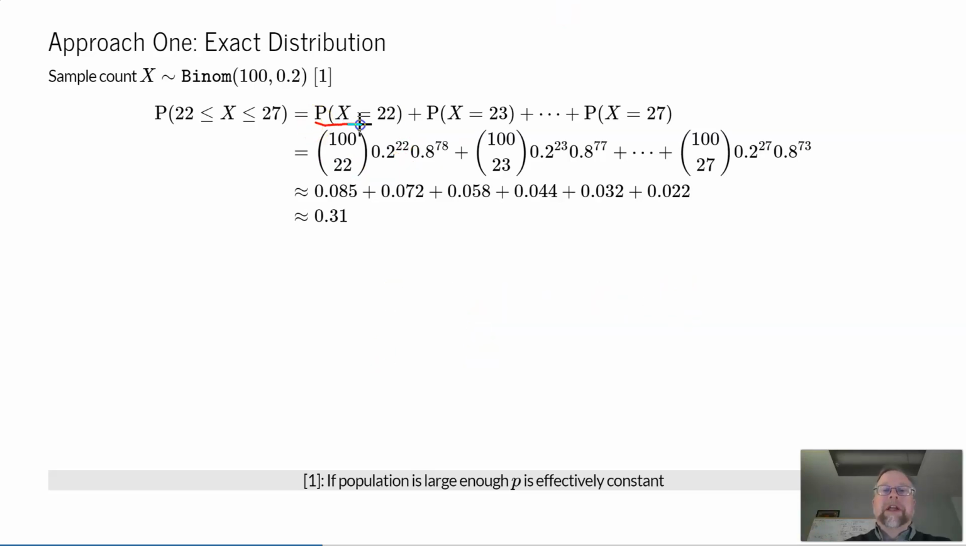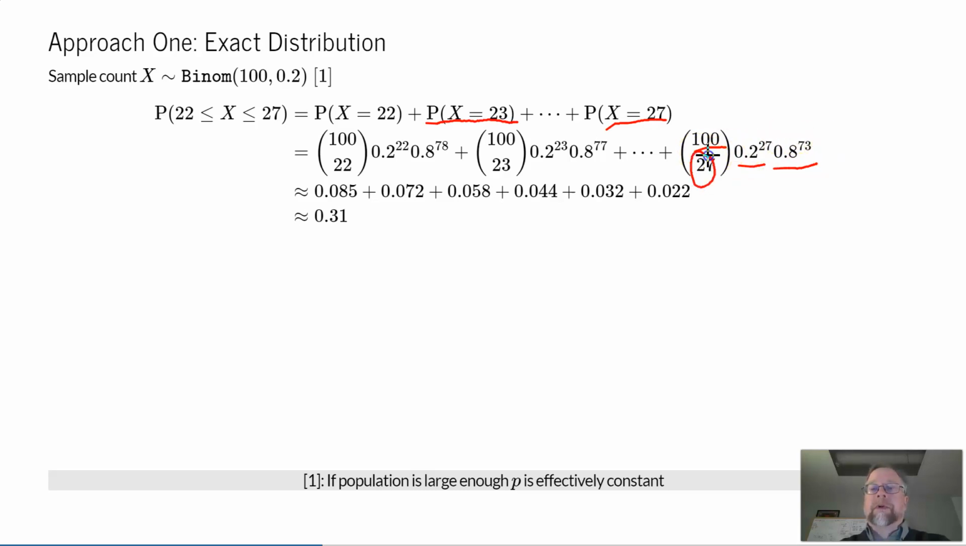So again, the probability of getting exactly 22 successes is 100 choose 22 times 0.2 to the 22 times 0.8 to the 78. You should go through the chapter, the week 9 review, the earlier screencast for this. The probability of getting exactly 23 successes is 100 choose 23. That's 0.2 to the 23 and 0.8 to the 77. Keep adding those up. The probability of getting exactly 27 is 100 choose 27, 0.2 to the 27, 0.8 to the 73, because again, 27 and 73 add up to 100.